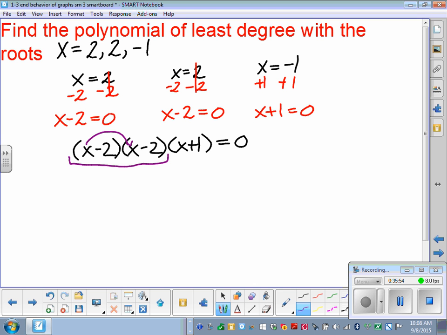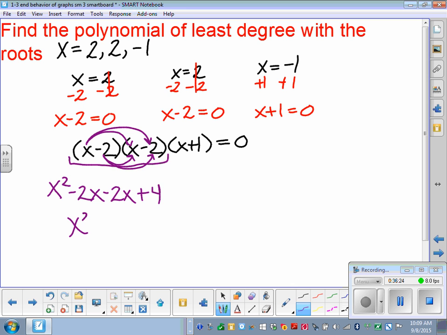x times x. Properties of exponents: x squared. Okay, good. And then we have x times negative 2, negative 2x. Very good. And then we have negative 2 times x, which is negative 2x. Very good. And then, guys, careful. Negative 2 times negative 2 is positive 4. Very good. So then from here, before you multiply the third one in, simplify it, combine all like terms.